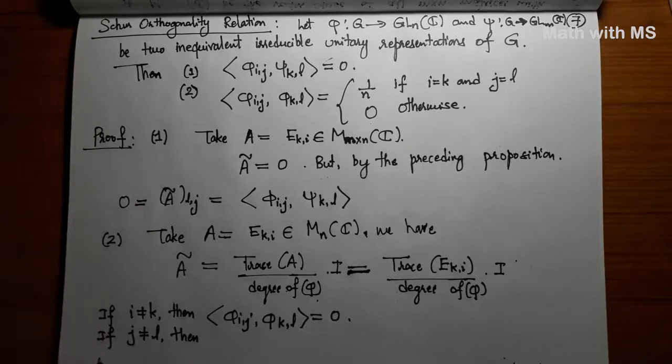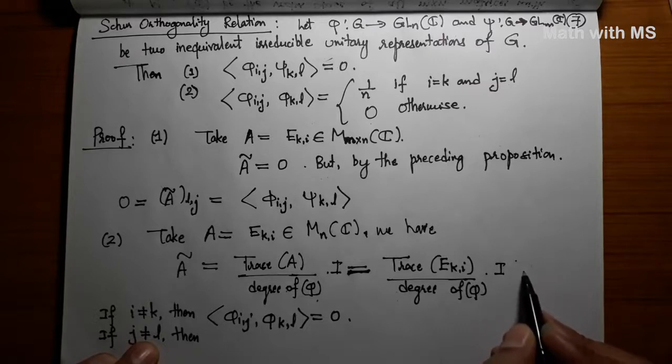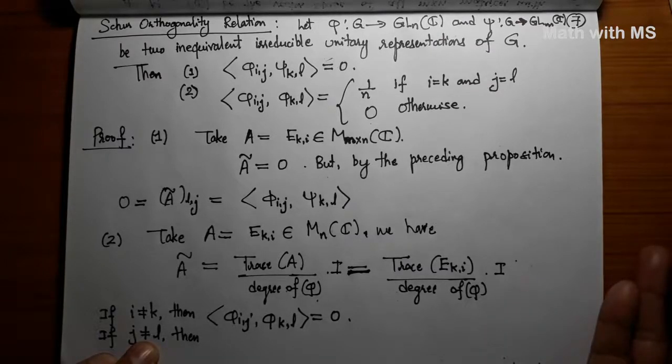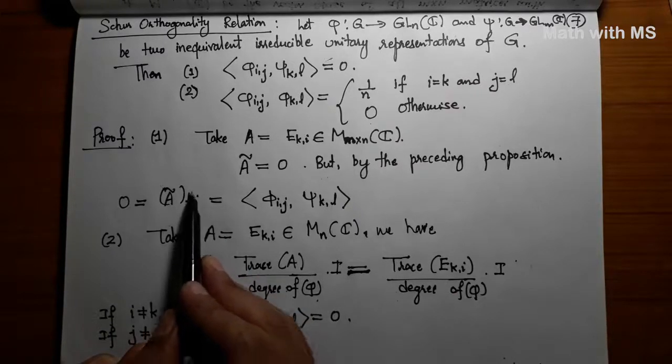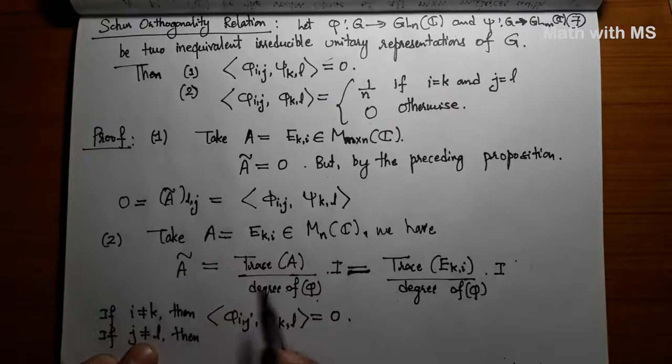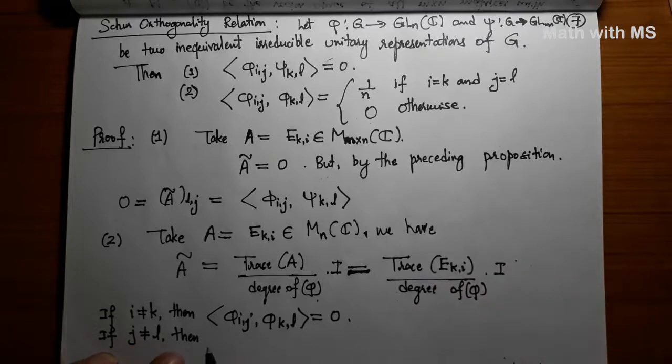Let us take the second one. If J is not equal to L, then the JLth entry of the identity matrix is 0, because it becomes off diagonal. Therefore A tilde's LJth entry, which is just a scalar times the LJth entry of the identity matrix, will be 0. So the inner product of phi_ij with phi_kl will again be 0.